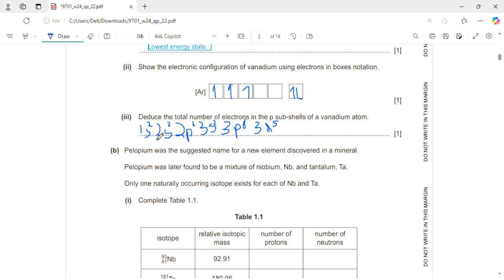But what is the question asking? The question is asking for the total number of electrons in the p subshells. So how many electrons do we have in the p subshells? 6 in the 2p, 6 in the 3p. So the total is 12 electrons. All right.